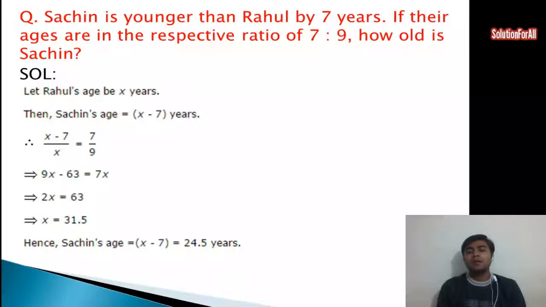Sachin is younger than Rahul by 7 years. If their ages are in the respective ratio of 7:9, how old is Sachin? So again, the question is revolving around Rahul. So let us consider the present age of Rahul. Let Rahul's age be x years. Then Sachin's age is equal to x minus 7. The ratio is given over here, x minus 7 is to x is equal to 7 upon 9. We'll get the value of x.